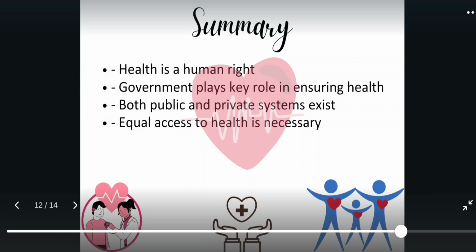Both public and private systems exist. So depending on your situation, or depending on what you want to go forward with, you can go for public and private sector systems. Both are available, and equal access to health is necessary. So when we talk about health, equality should go hand in hand, as I mentioned earlier, because it's a human right.